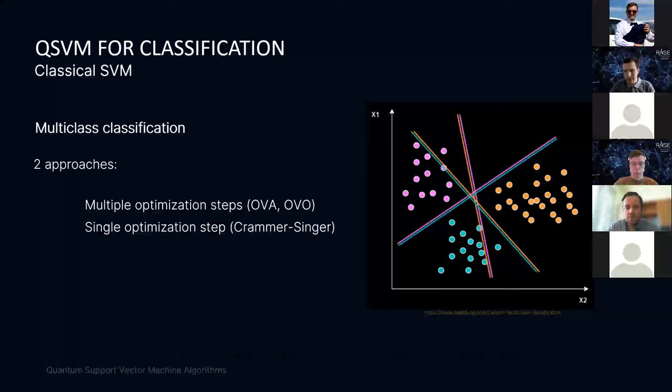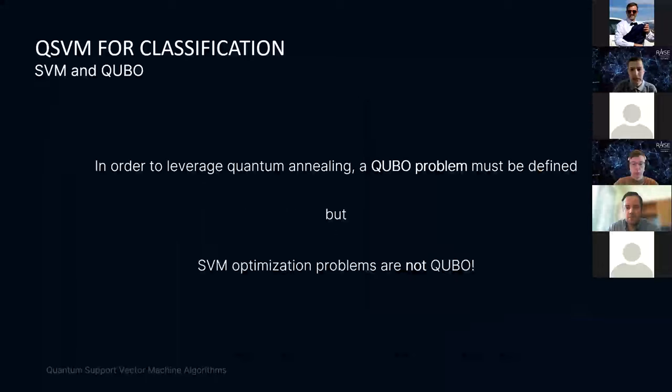As Eduardo correctly mentioned before, we can only work with optimization problems in the form of a QUBO problem, a quadratic unconstrained binary optimization problem. However, SVM is not a QUBO problem. It's a quadratic optimization, yes, we know that. The dual formulation can be formulated as a quadratic problem, but we have some constraints, so it's not unconstrained. And we don't have binary variables. We don't have zeros and ones, but we have real variables.